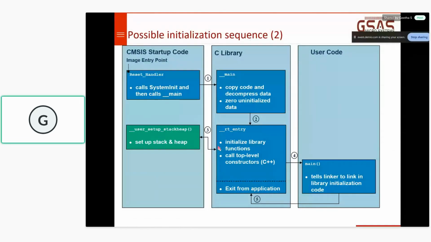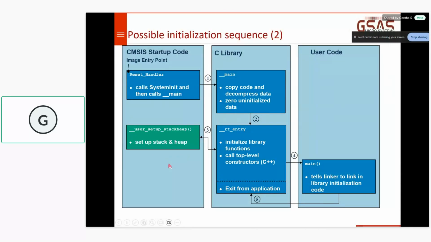If you want, you can also give your own definition for stack and heap. So either the processor can use 2-region memory model or single region memory model. 2-region means you can use heap and stack, or you can use only stack, depending on what your application or project requirement is. So you can define this user setup stack heap. So I can only define this particular function and specify from where my stack starts or where my heap starts. All that information I can define in this user stack heap.